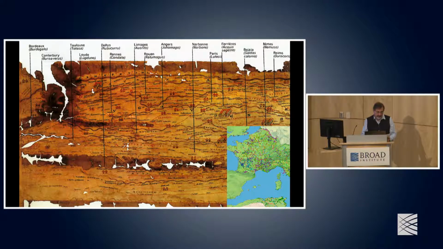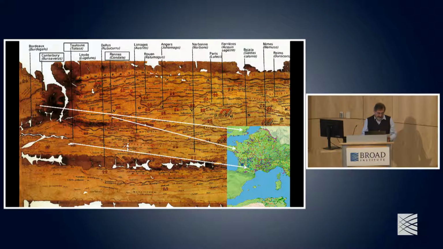So here is Canterbury in southern England, separated from the continent by a small amount of water. Here is Rennes in Brittany, Toulouse in southern France, and Delez on the Algerian coast.